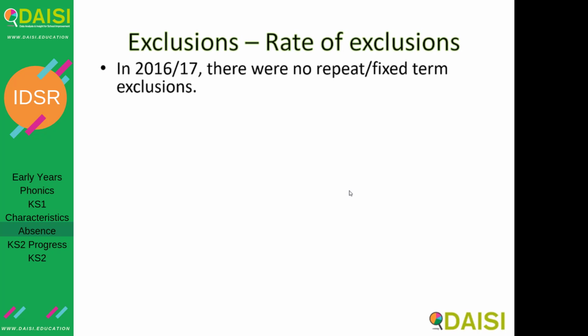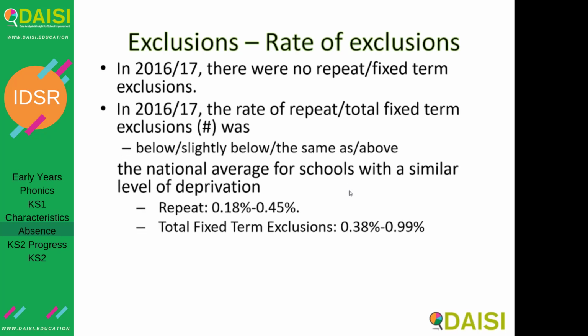Now, exclusions data in the ASP and the IDSR will always be for 2016-2017 because of the lag it takes, the length of time that has elapsed before the figures are processed. So if you have got better data for absence or exclusions, then ensure you do this sort of analysis and show the inspector your updated figures when they come. So either you had no repeat or fixed term exclusions, or it was better, above, than a national average.